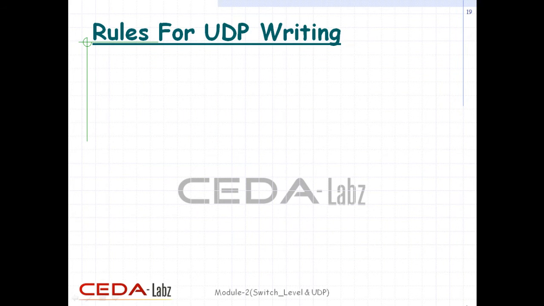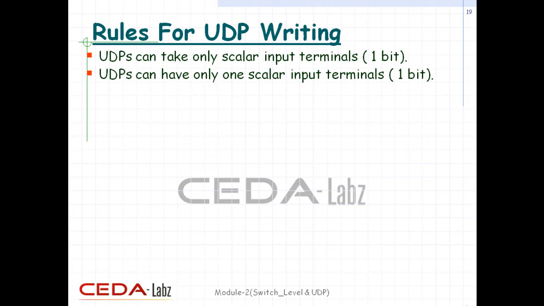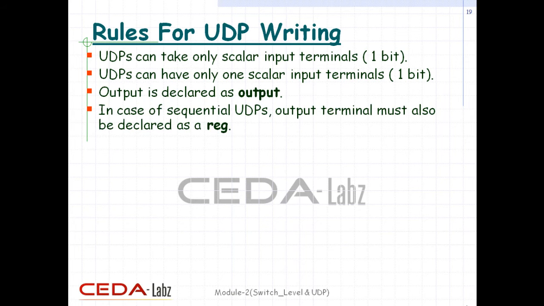UDP definitions follow certain rules. UDPs can take only scalar input terminals, that is, 1 bit. Multiple input terminals are permitted. UDPs can have only one scalar output terminal, that is, 1 bit. The output terminal must always appear first in the terminal list. Multiple output terminals are not allowed. In the declaration section, the output terminal is declared with the keyword output. Since sequential UDPs store state, the output terminal must also be declared as a register. The inputs are declared with the keyword input.